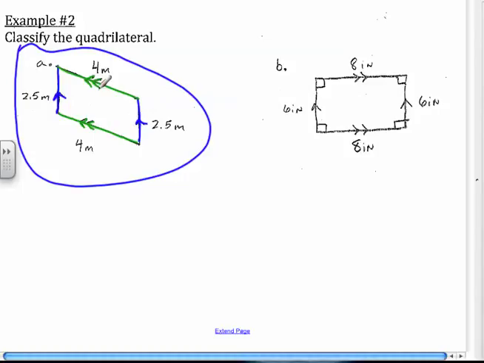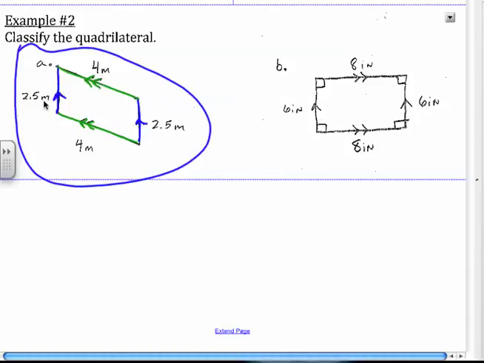Okay? Now, I have a question here. David, is this any kind of special parallelogram? Is it a square? Is it a rhombus? Is it a rectangle? Or is it just a parallelogram? It's just a parallelogram because the sides aren't equal, right? If all the sides were equal, then it would be a rhombus, right?